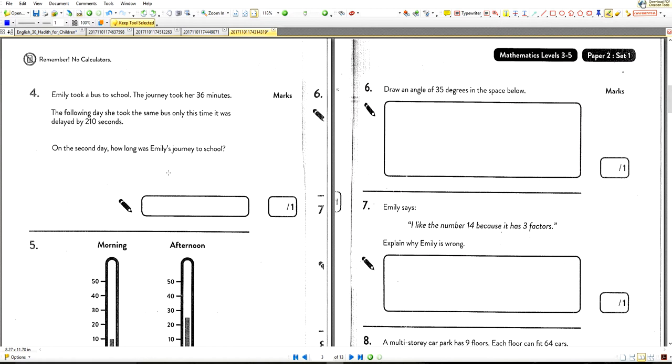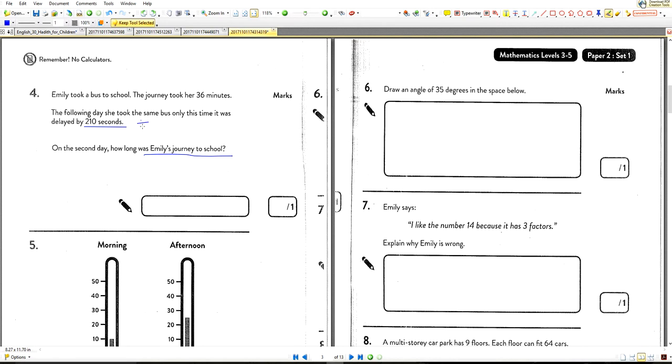Question number 4. Emily took a bus to school. The journey took her 36 minutes. The following day she took the same bus, only this time it was delayed by 210 seconds. On the second day, how long was Emily's journey to school? So for question number 4, we've got 210 seconds.